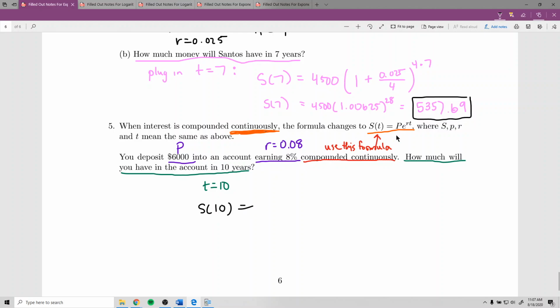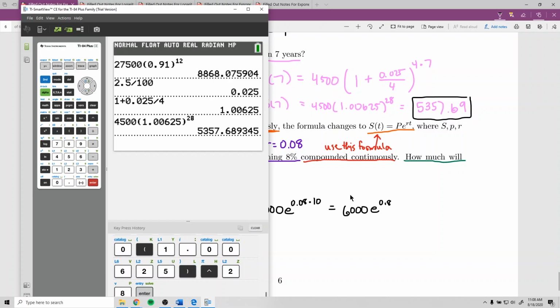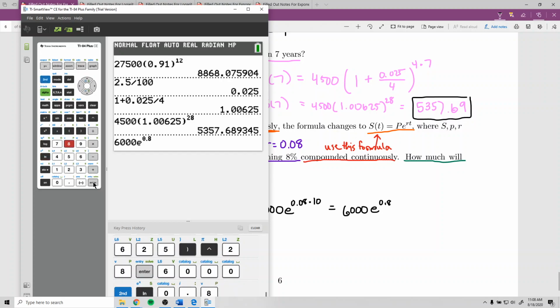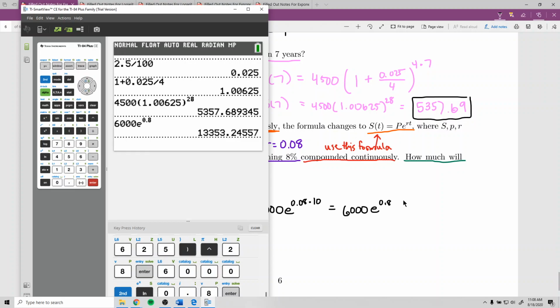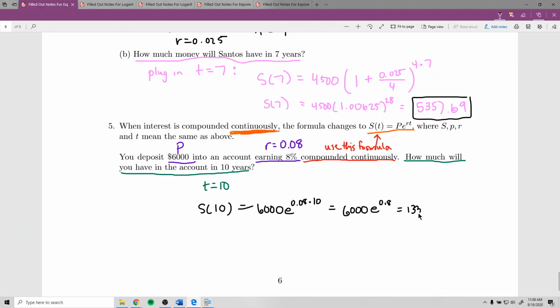All right, so we get S of 10 equals P, which is 6,000, times e to the r, which is 0.08, times t, which is 10, power. Now the one thing I would do here before you type it into the calculator is simplify the exponent. 0.08 times 10 is 0.8. All right, so we just have a 6,000 in front now. e raised to the 0.8. And you get $13,353.25, which is rounded where it tells you to round.